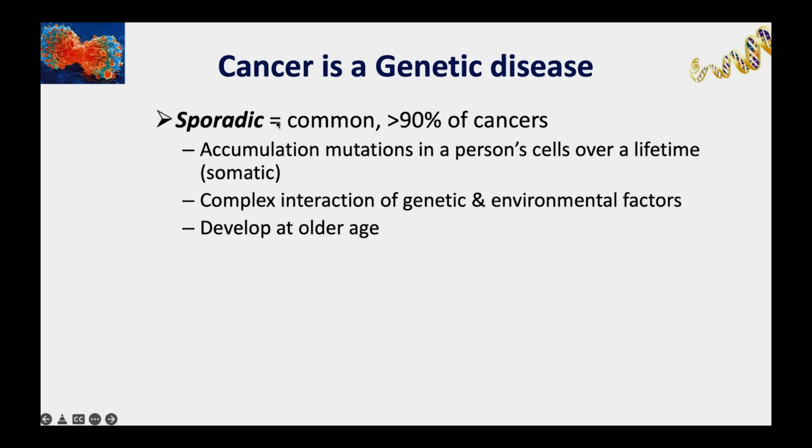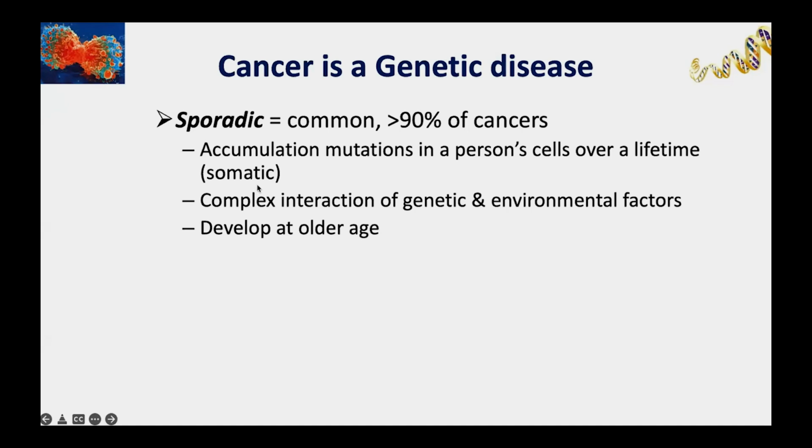Okay, so I've talked about how cancer is a genetic disease, but it does not mean that all cancers are inherited. The vast majority of cancers are what we call sporadic. These are common cancers that result from the accumulation of mutations in genes involved in these safeguards that a person accumulates over a lifetime.